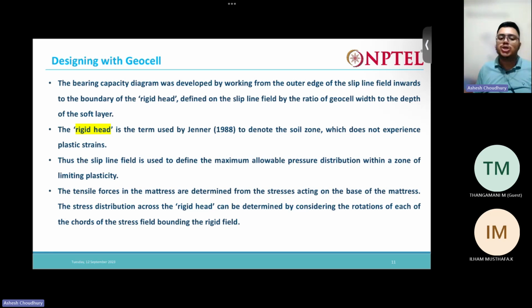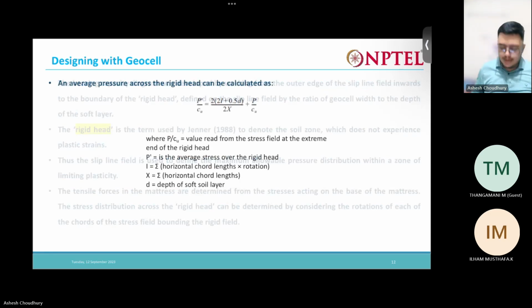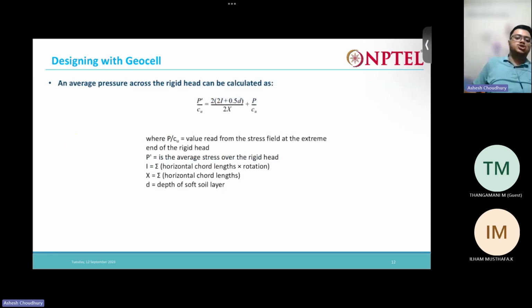The stress distribution across the rigid head can be determined by considering the rotations of each of the chords of the stress field bounding the rigid field. The average stress across the rigid head can be determined by considering the rotations of each of the chords that bound that rigid head. Now the average pressure across the rigid head can be calculated as this.